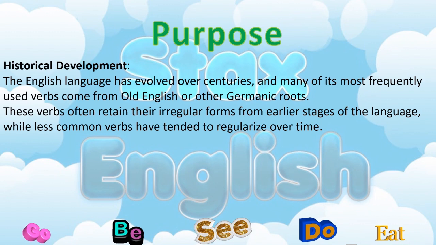Historical development. The English language has evolved over centuries, and many of its most frequently used verbs come from Old English or other Germanic roots. These verbs often retain their irregular forms from earlier stages of the language, while less common verbs have tended to regularize over time.